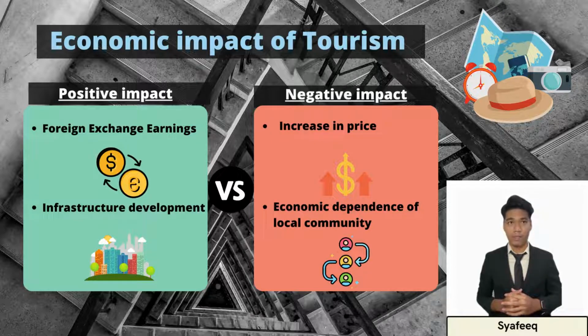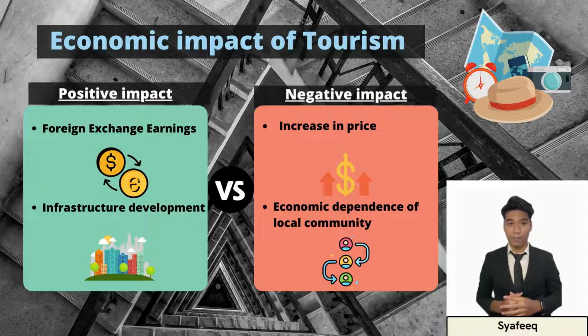On the left, the green box is the positive impact, while the right box in red is the negative impact. Let me explain the positive impact first. The first positive impact is the foreign exchange. With the increase in the number of tourists visiting a country, tourism has become one of the top 5 export categories, where it becomes the main source of foreign exchange earnings for at least 38% of countries.